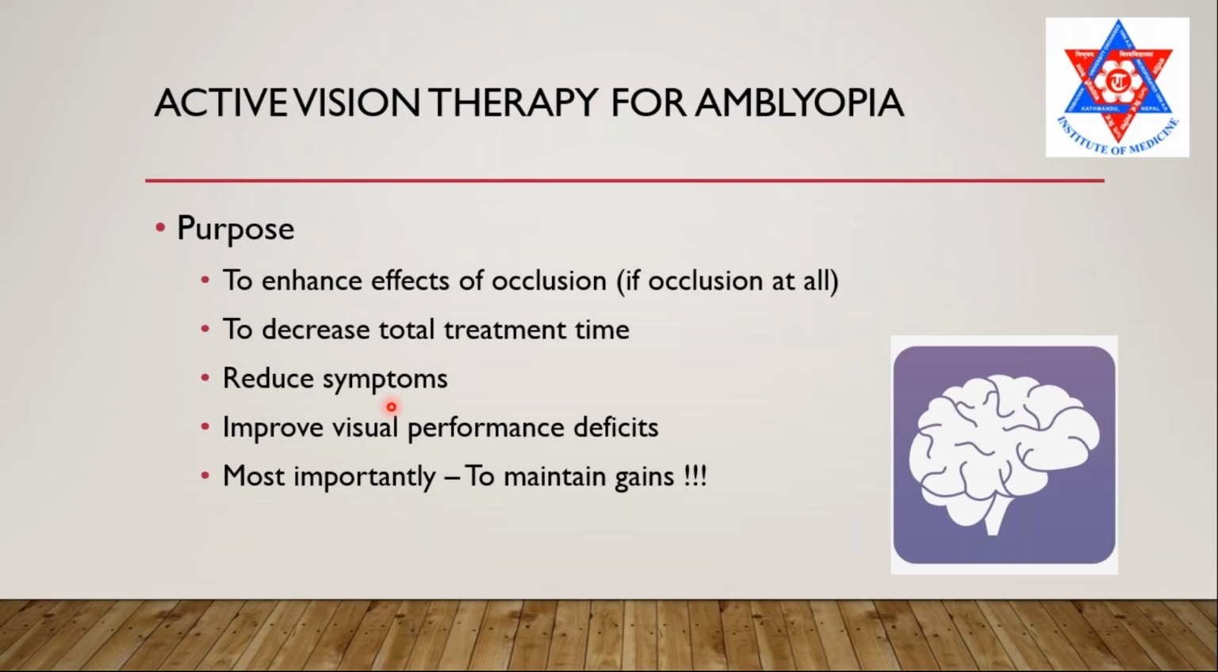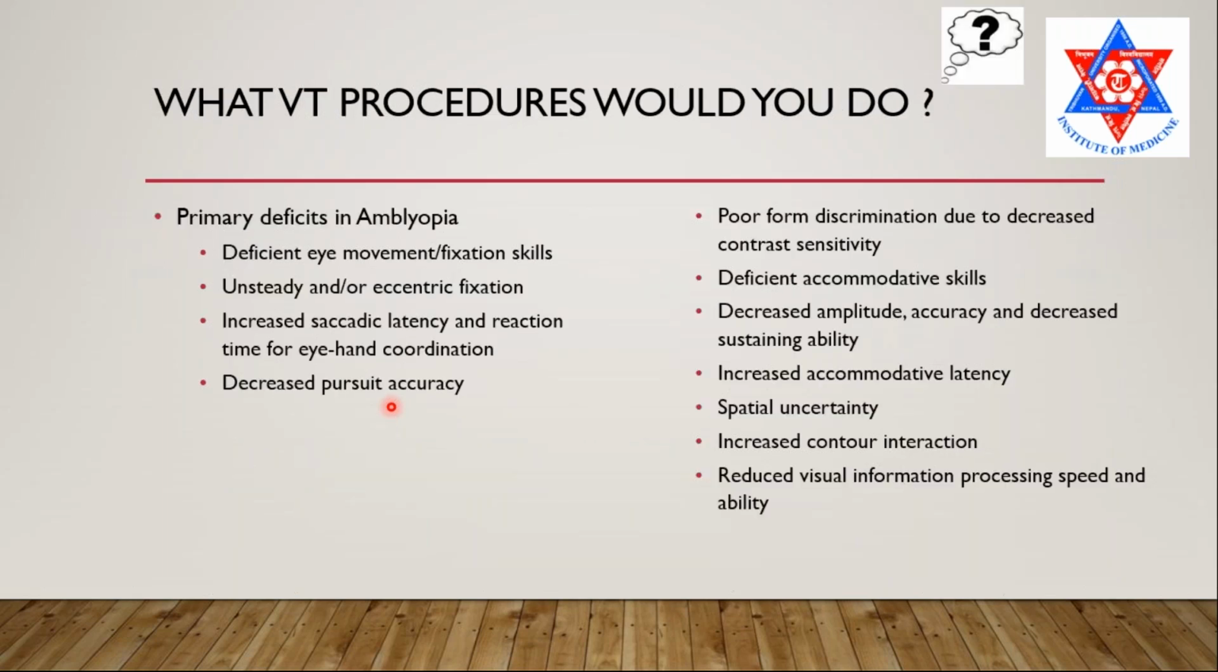And what VT procedures would you do after determining the purpose? What is the purpose of active vision therapy in these subjects? The other thing is, what VT procedures would you do in these subjects? The procedures that we do will be determined by the evaluation part. This is the last slide from the last presentation itself.